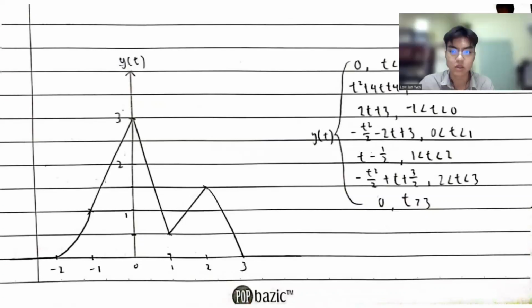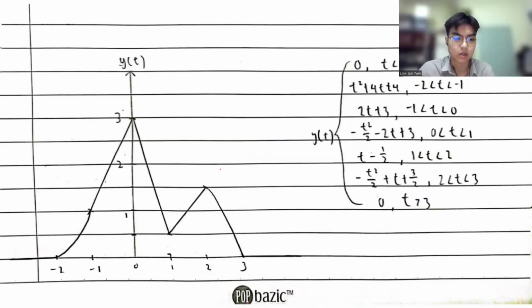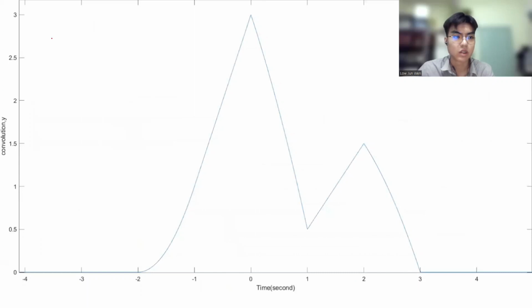As you can see, this is our manual calculation graph that we've drawn. The starting point is from -2 to 3, and the first peak is at 3 and also 1.5, which is the same as our MATLAB result, where we obtain the same graph, which proves that our calculation is valid and true. That's all from me. Thank you.